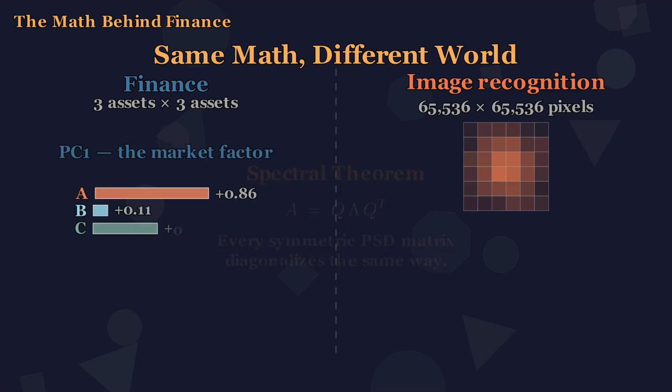On the finance side, the first eigenvector of sigma tells us the market factor. Look at the loadings. All three assets load on it with the same sign, all positive. 71% of all the risk in our three-asset universe sits on this single direction. When this one factor moves, everything moves together. This is why real equity markets crash as one, and why even well-diversified portfolios can't escape systematic risk.